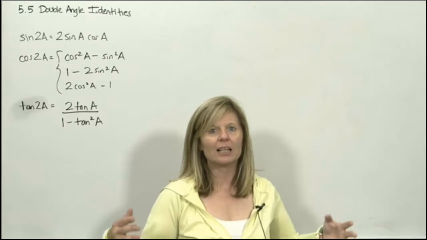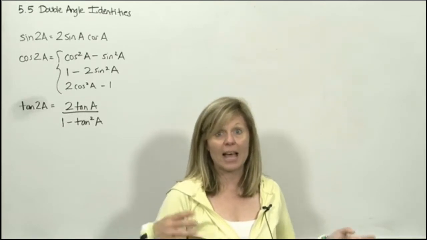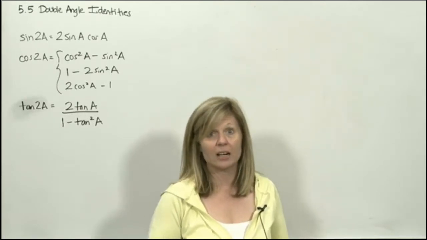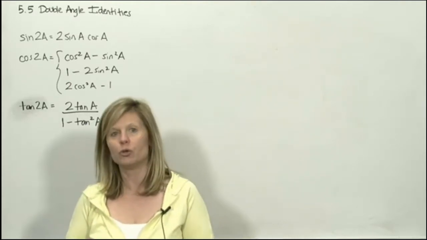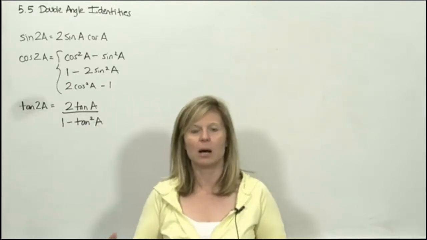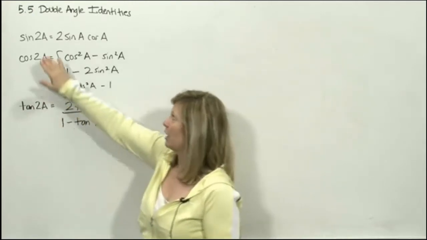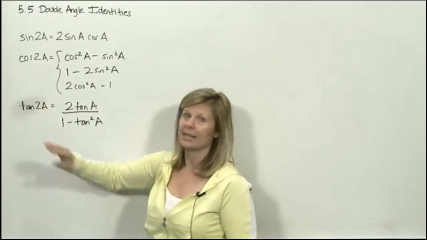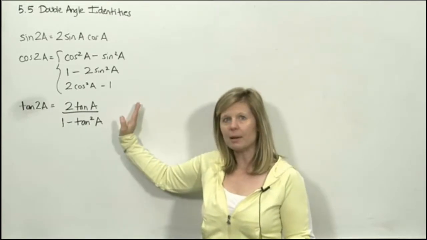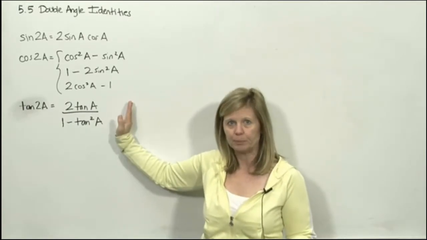So a double angle identity is not going to be where the angle's A or B or just theta. It's going to be 2A or 2 theta or 2B. It's going to be doubled. And if you look, we have double angle identities for sine, cosine, and tangent. And again, you do not need to memorize these. We just need to know how to use them.